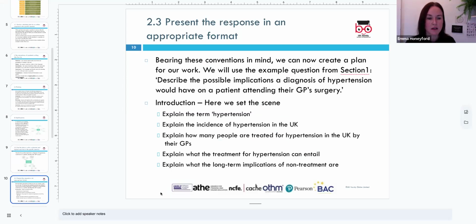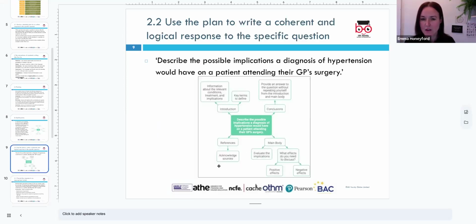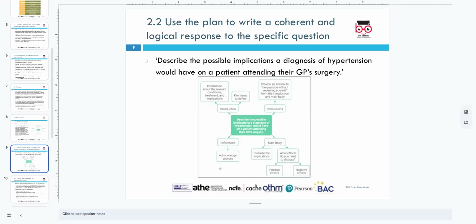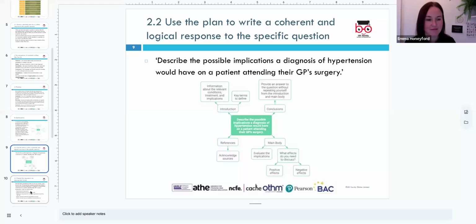Okay, so the next section. Did that make sense, guys? Stella, did you find that helpful, the spider diagram? Yeah. Yeah, okay. Great. Thank you. Okay.